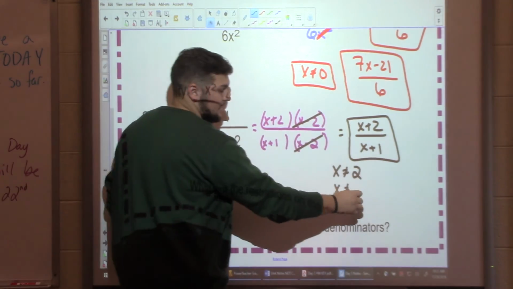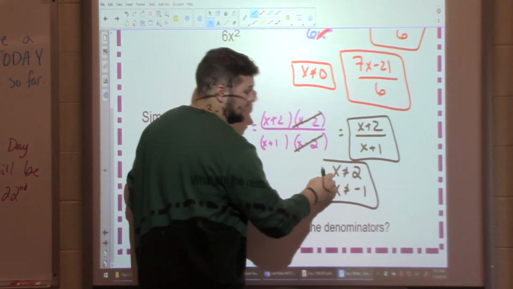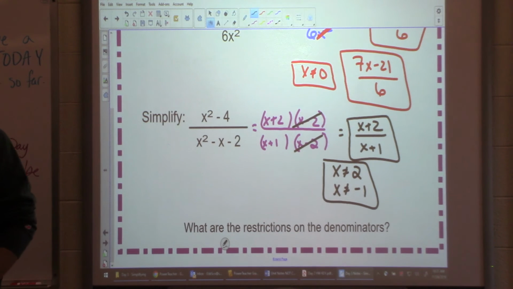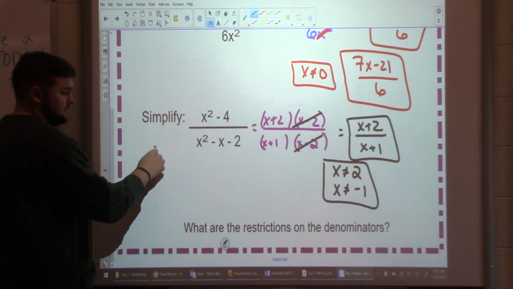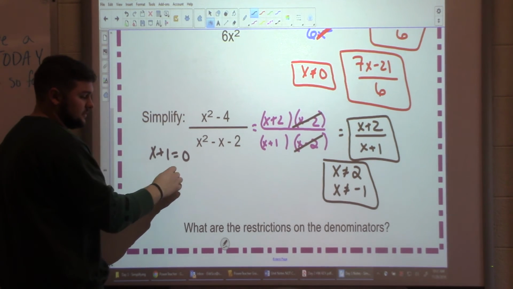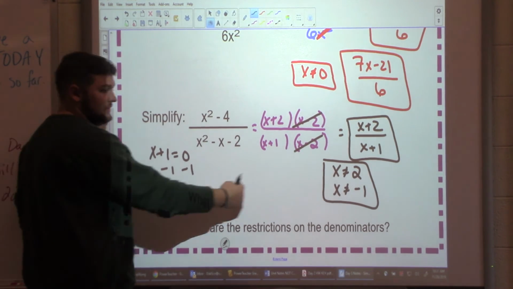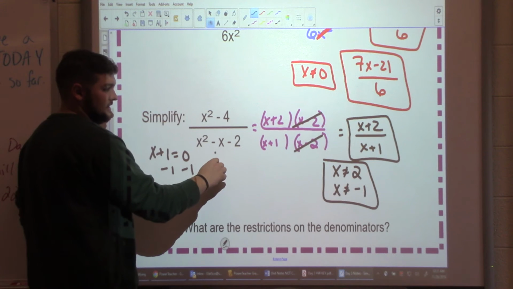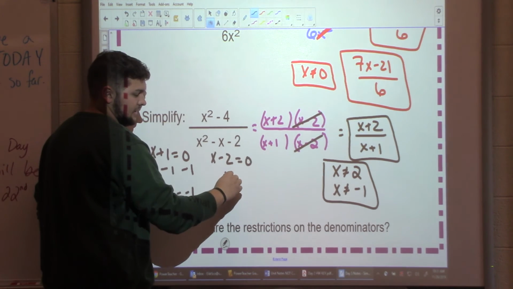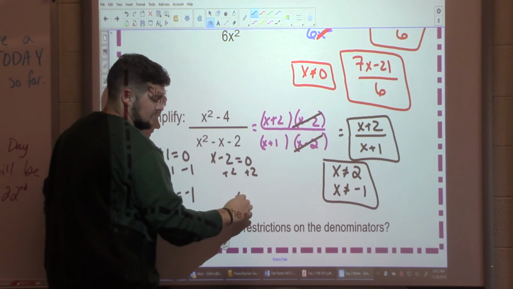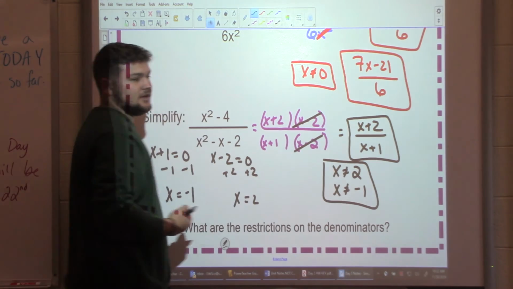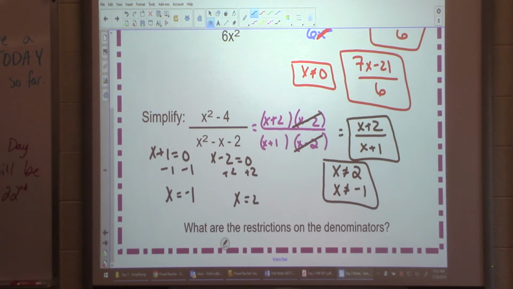Negative 1. Hey guys, if you have trouble just looking at it and seeing that, like we did before, take each piece, set it equal to 0, and solve for x. X equals negative 1, so that's one of my restrictions. X minus 2 equals 0. Add 2. X equals 2. That's another one of my restrictions, alright? So if you have trouble with that, set each piece equal to 0.